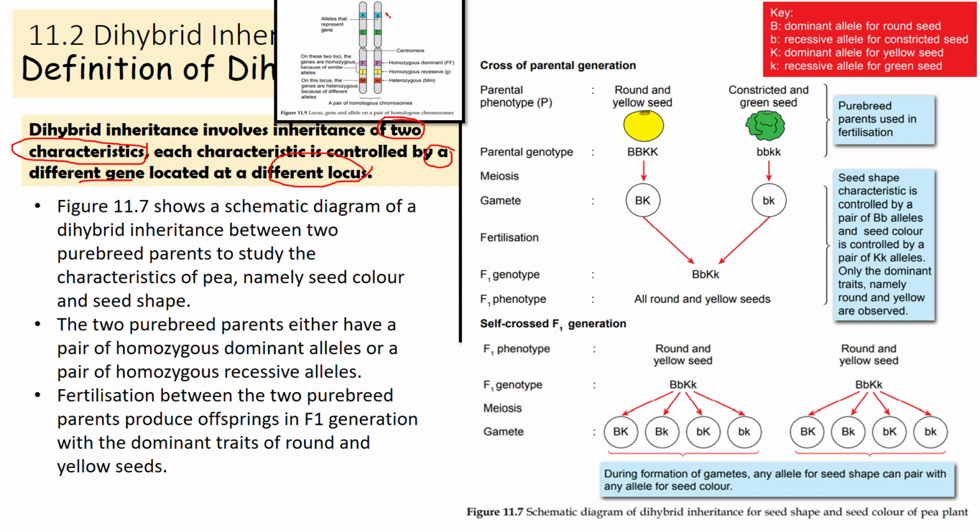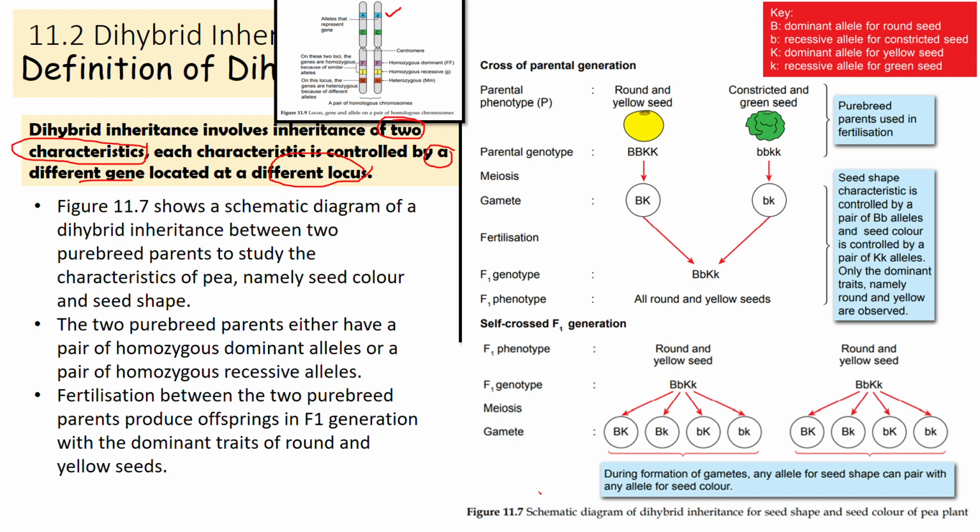Just want to show you that these two are alleles, representing a gene, for example, A here and C, and they are located at different loci. So this is the meaning of a different gene located at a different locus. Dihybrid inheritance involves two characteristics.